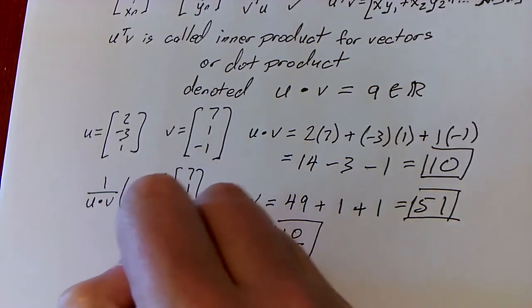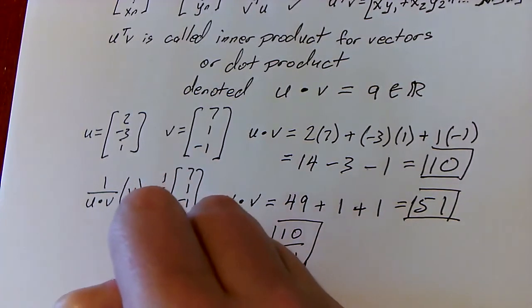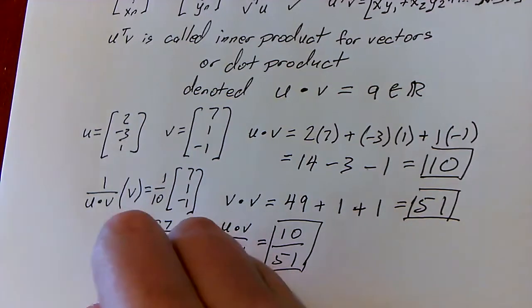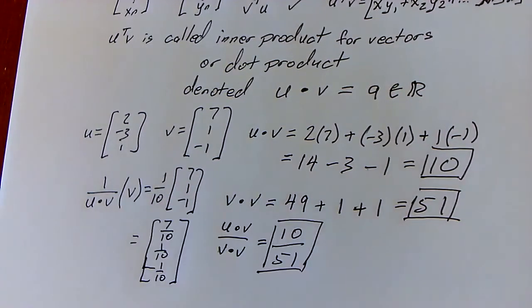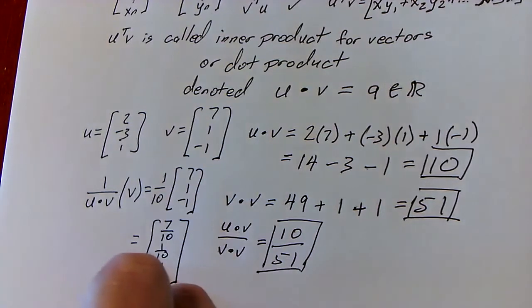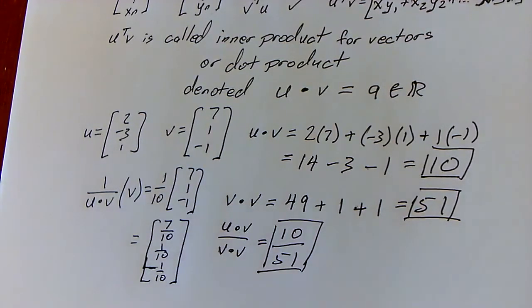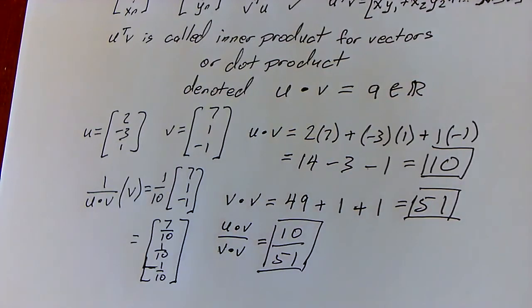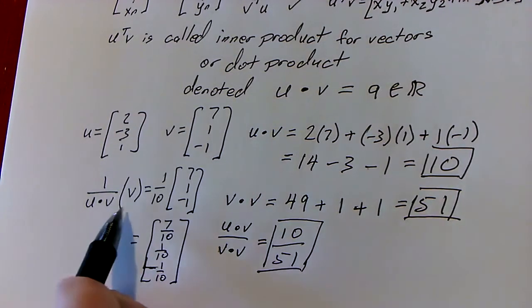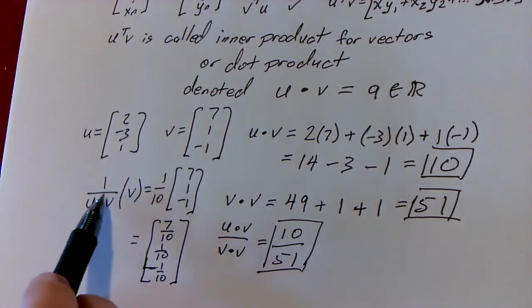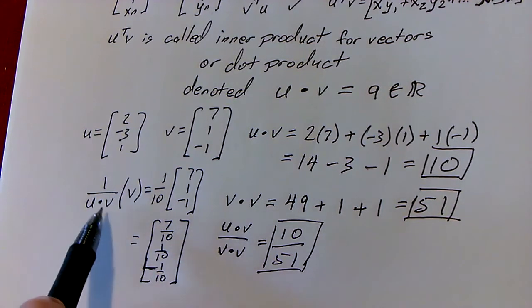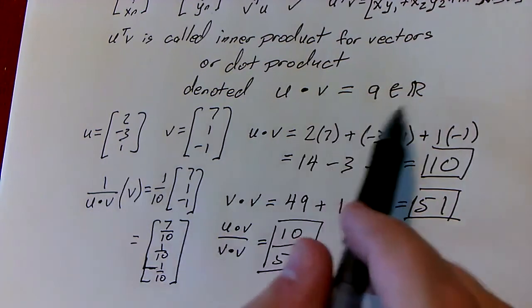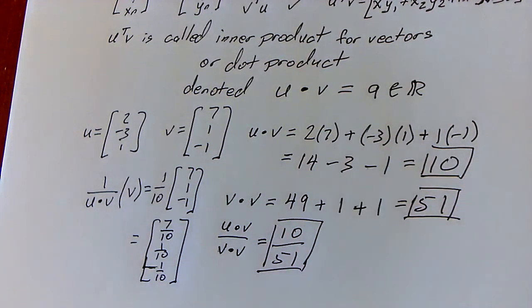Remember, we multiply scalars by vectors by multiplying the coordinates. Okay, so I've got 7/10, 1/10, and negative 1/10 because 1 over U dot V was 1/10. Then I multiplied that by the vector. Okay, so be careful. If there's not a dot there, then we're not talking about dot product. V is a vector, so this is a scalar times a vector. This is just like C times V. U dot V, remember, is going to give you a scalar output, or a real number output.